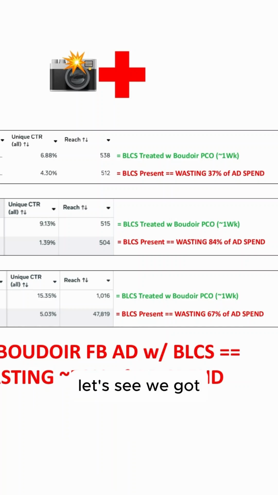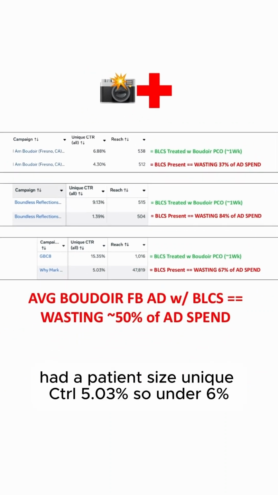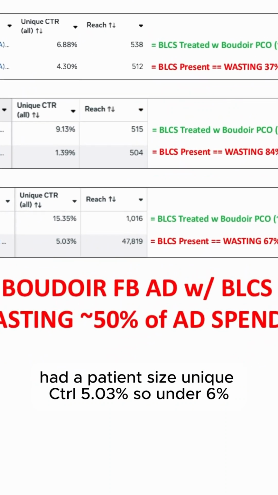Finally, we got the, let's see, patient size unique CTR all 5.03%.